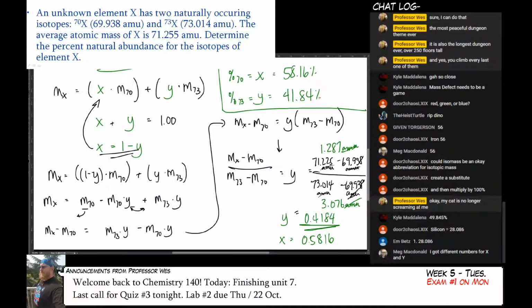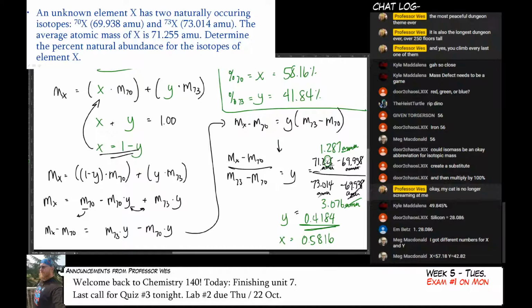What numbers did you get for X and Y here? Oh, I see a problem already. Here's my problem. I wrote a 2 right here. This should be a 5. So let me see how that changes it, because that could be pretty significant. 255 minus 69.938. This is why you check your answer, right? So now the top up here is... Oh, that's not what I wanted.